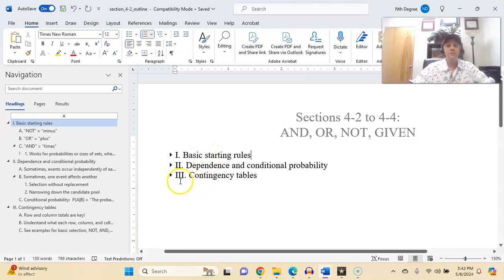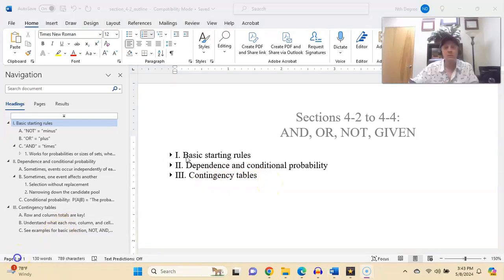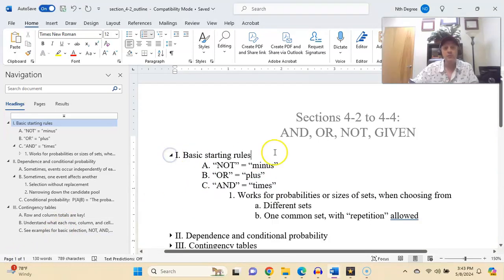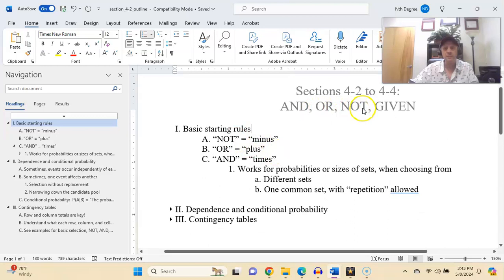The three main topics in this lecture are, we're going to start out with some basic starting rules. We will talk about issues of dependence and conditional probability, which, by the way, are related to the word given. And then we're going to demonstrate some examples using a contingency table format. Starting rules are correspondences between these key probability words and the operations of arithmetic.